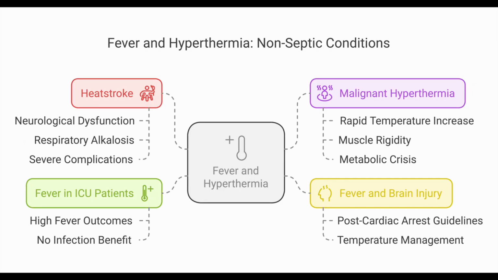So apart from sepsis and infection, there can be other causes where the temperature can rise. So we must keep in mind those things while trying to treat any fever in the ICU. Say for example, the patient can have heat stroke. This is a neurological dysfunction, and in this the increased heat results in organ dysfunction, renal failure, respiratory alkalosis, and other complications. Malignant hyperthermia, here the muscle activity is increased, resulting in increased temperature generation. So there is a rapid temperature increase, muscle rigidity, and a metabolic crisis.